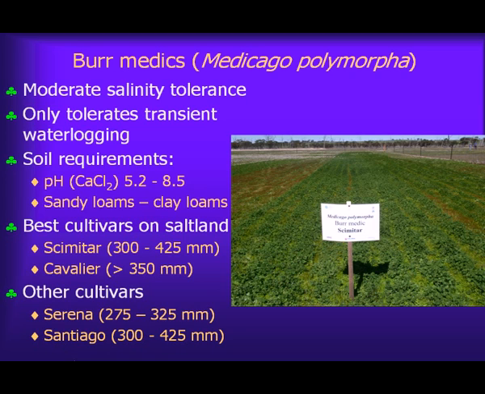The burr medics prefer sandy loams to clay loams of moderate acidity to neutral pH. And the best cultivars that we've looked at are two new ones, Scimitar and Cavalier, Cavalier being for slightly higher rainfall. Serena burr medic, an older one, is really suited to lower rainfall areas, but it doesn't have quite the salinity tolerance of Scimitar. San Diego is another burr medic that could be considered.